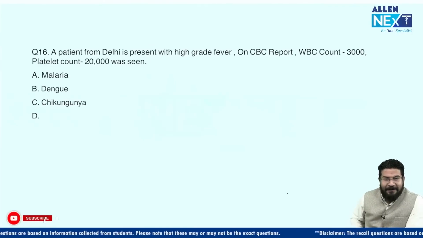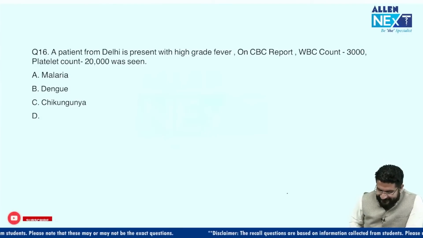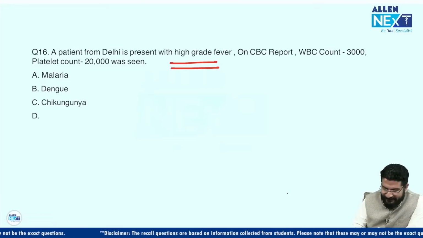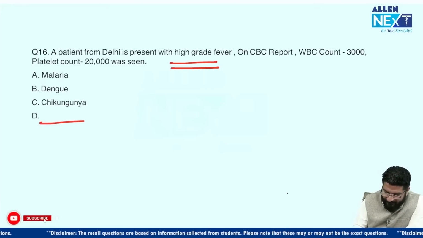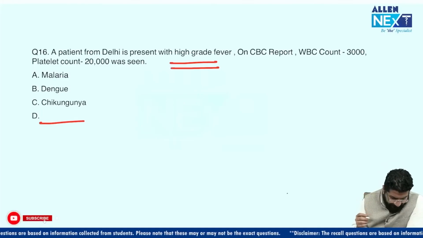A patient from Delhi. Many students have just seen the word Delhi and marked the answer dengue. It's not like that. You can see the question. There's high grade fever. In Delhi, malaria is also very common. Chikungunya is also common. The fourth option I could not get. Many of you are telling that the fourth option was typhoid or scrub typhus.